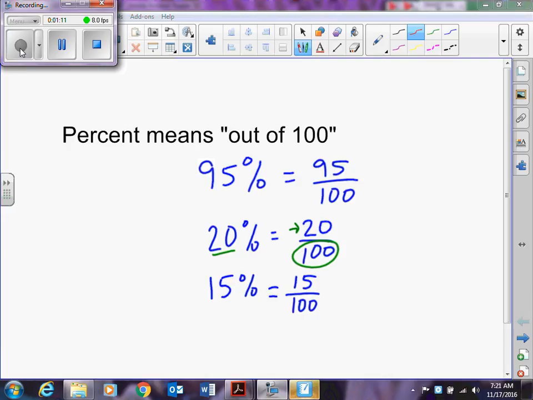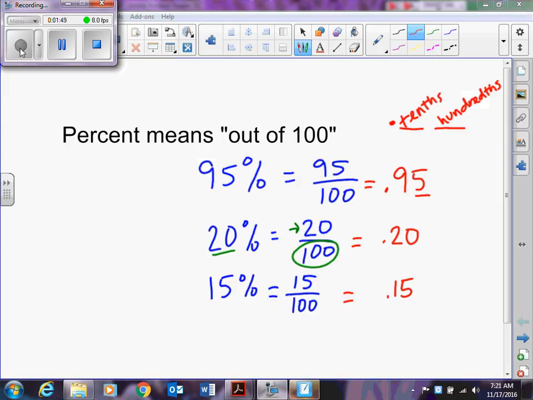And now you should also notice that I can go from this fraction to a decimal very easily. Remember that in decimals, place value, we have tenths and we have hundredths. So if I have 95 hundredths, that means my decimal is 95, stopping in the hundredths place. Same thing for 20 hundredths, and then 15 hundredths. All right, so these are all equal.